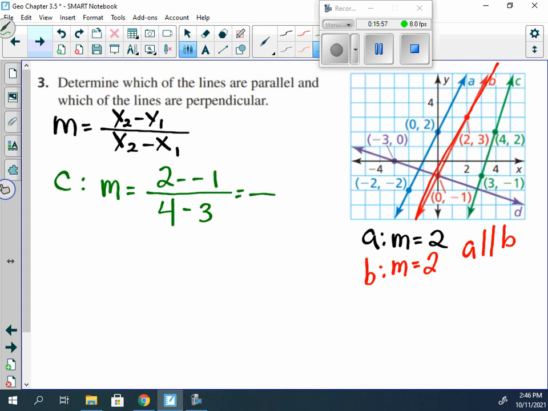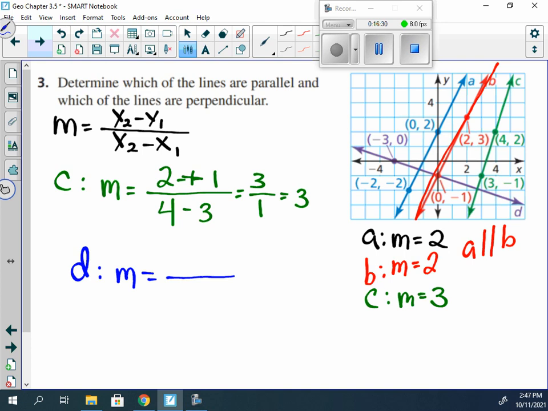Now on top, the negative and negative would make a positive, which is 3, so C's slope is 3. Is that parallel or perpendicular to A or B? No. Okay. Any questions on this so far before we look at the slope of line D?